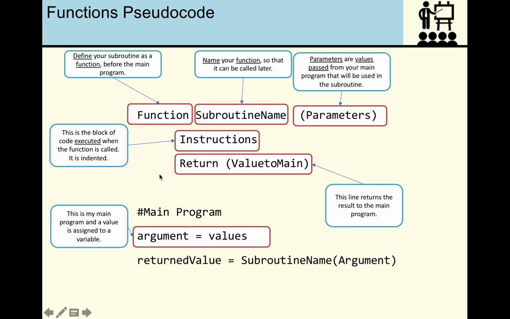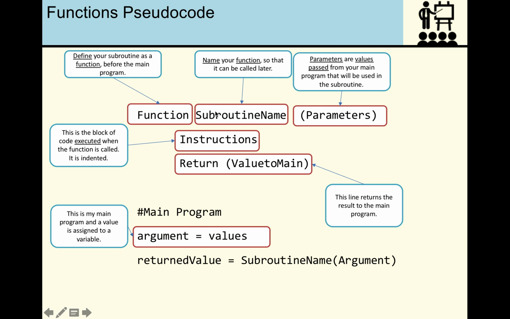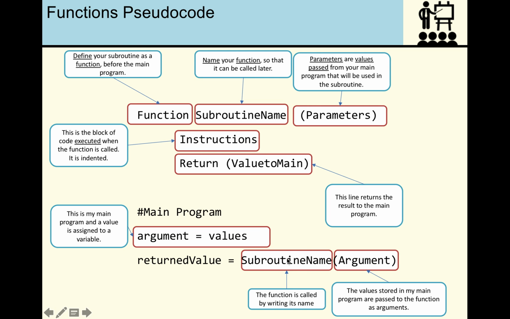When I'm running my program, it runs sequentially. My program reads, okay, this is a function, this is the function's name, this is what this function does, but nothing happens. It only starts to work when I get into my main program. This is my main program, and just as an example, I am assigning a value to a variable, which I've called argument, and you'll see why in the next line. When I write the subroutine's name, the function is called. I'm calling my function to run.